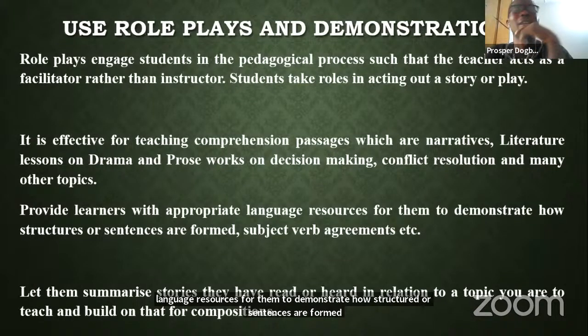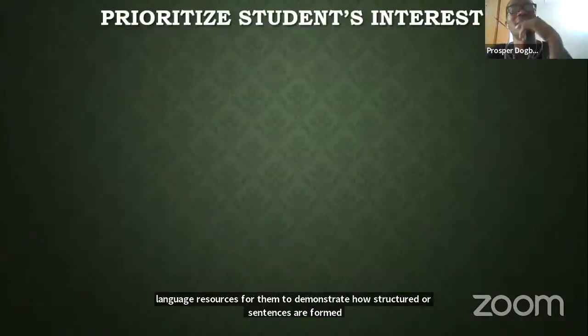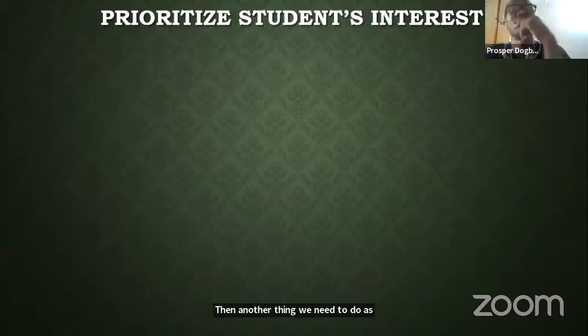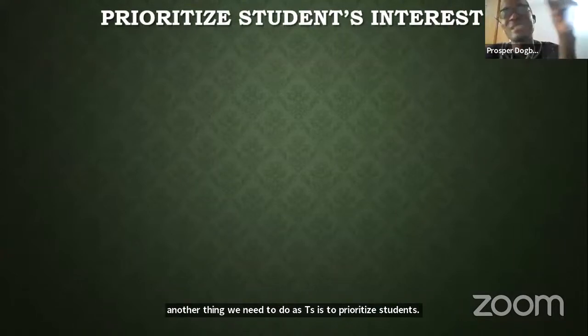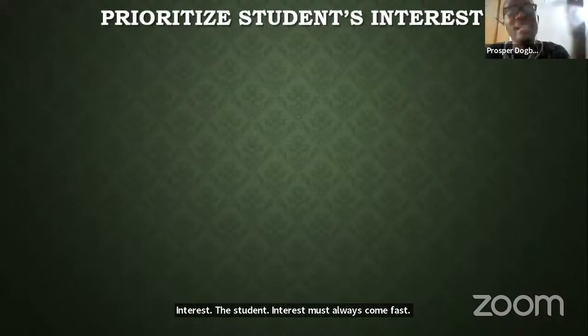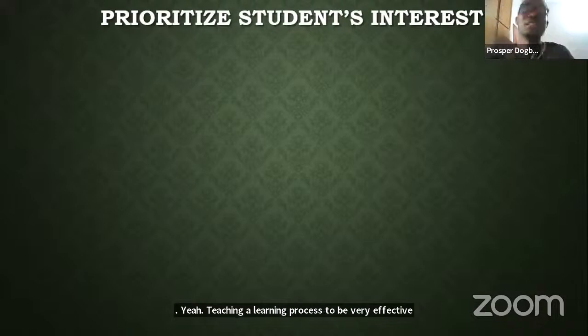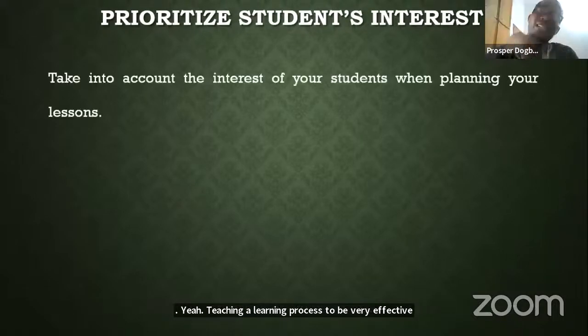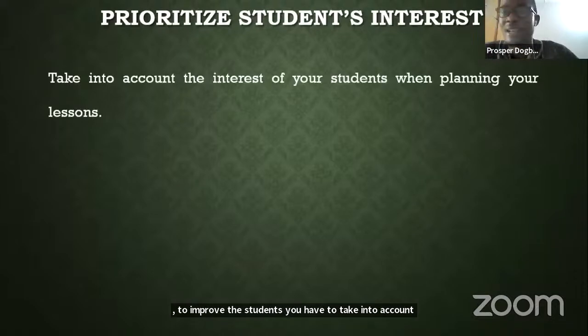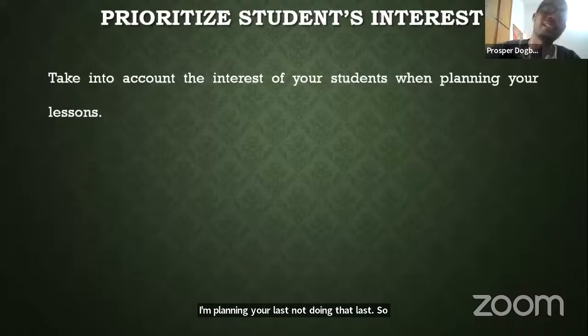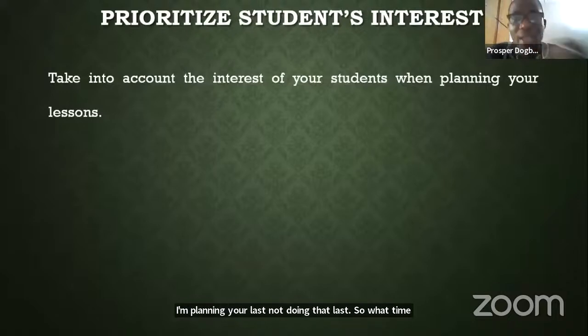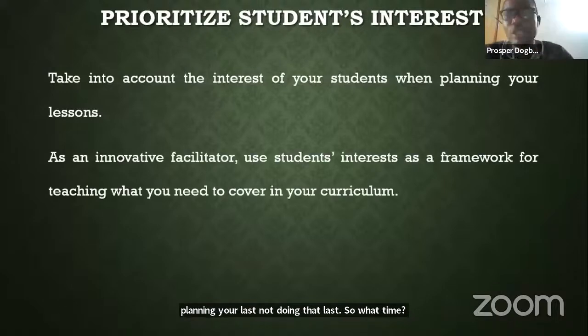Then another thing we need to do as teachers is to prioritize students' interest. The student's interest must always come first. If we want our teaching and learning process to be very effective, to improve the student's performance in English, you have to take into account the interest of your student when planning your lesson, not during the lesson. So when planning your lesson, know the areas of interest of your students.